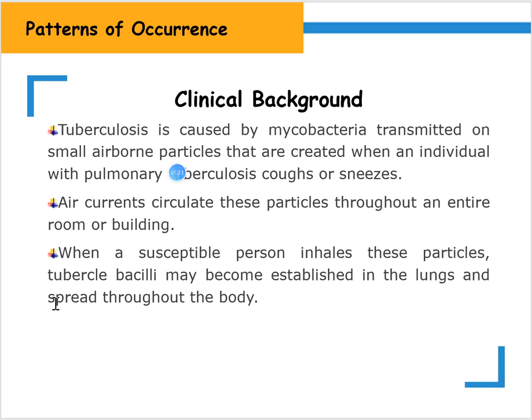Clinical background. Tuberculosis is caused by mycobacteria transmitted on small airborne particles that are created when an individual with pulmonary tuberculosis coughs or sneezes. Air currents circulate these particles throughout an entire room or building. When a susceptible person inhales these particles, tubercle bacilli may become established in the lungs and spread throughout the body.